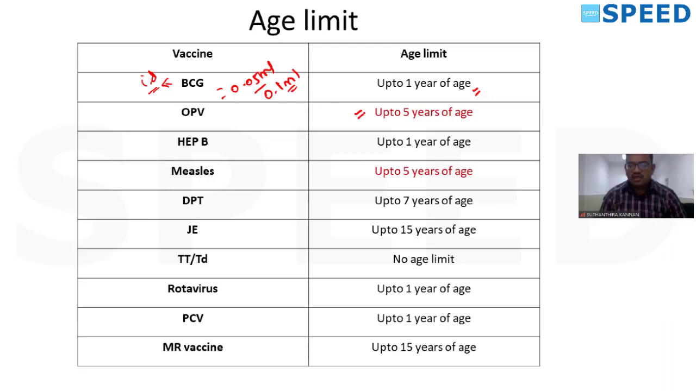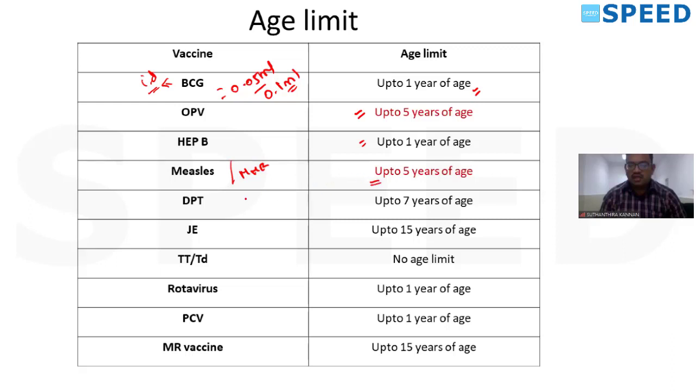OPV is given up to what age? Up to 5 years of age. Hepatitis B, already told, up to 1 year of age. That too, the birth dose is more important, which is given within 72 hours of birth. It will prevent the transmission. Measles or MMR, we can include MMR also, up to 5 years of age.